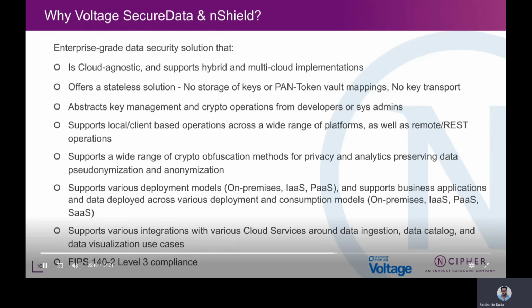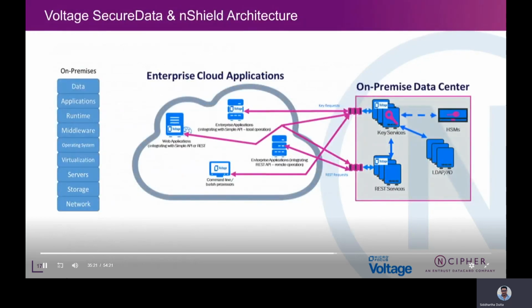So let's quickly browse through the next 3 slides, and we'll open it up for Q&A. So this is a model where Enterprise SecureData and Voltage has been deployed for years in the on-premises data center. And to support enterprise cloud applications, the model was either to have those clients embedded or expose the REST APIs. Obviously, this didn't scale that much when there were a lot of workloads moving, and nobody wanted to take a trip back to the data center.